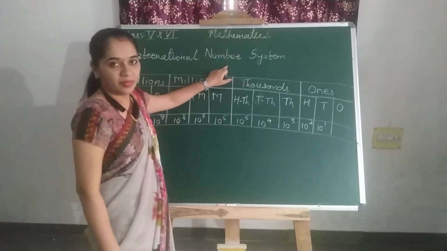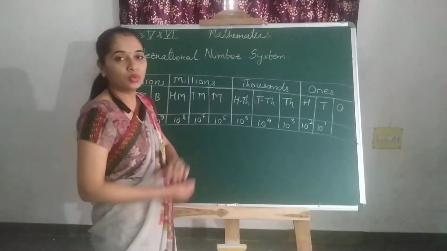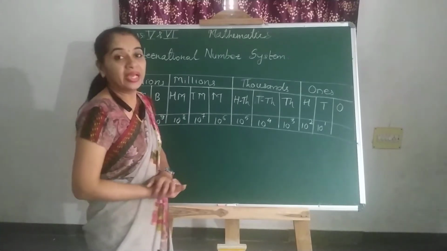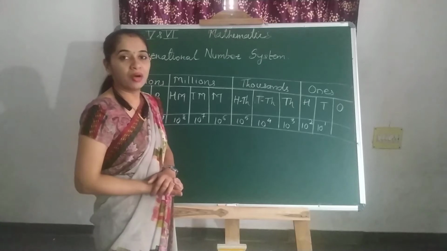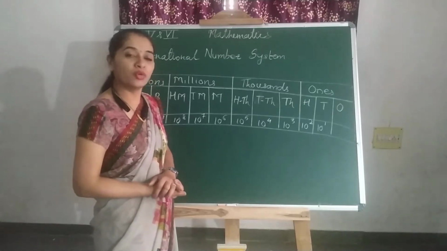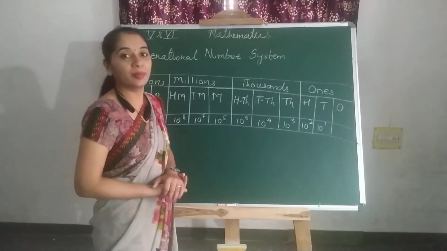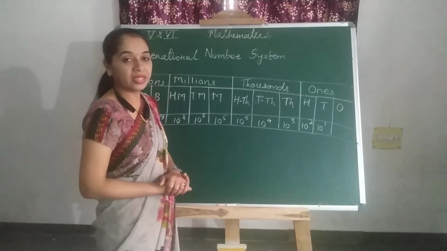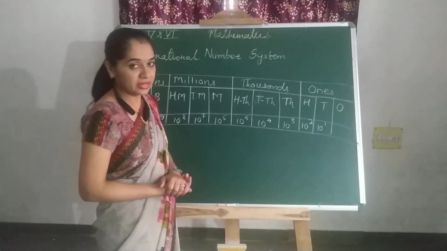Now come here. International number system. In the beginning I told you that there are two number systems, the Indian number system and the international number system. For both class 5th and 6th, in your previous class you have studied the number system very well, that may be up to 10 lakh, up to crore, or up to millions only.